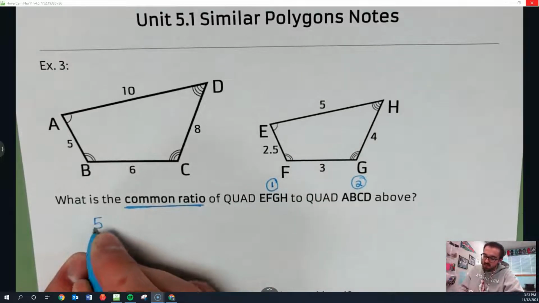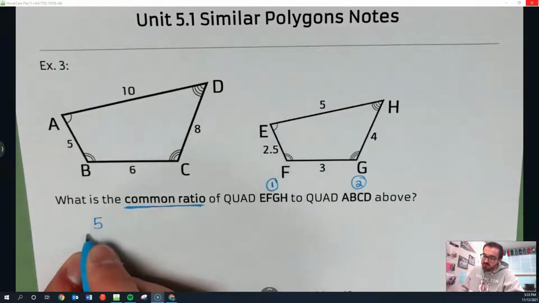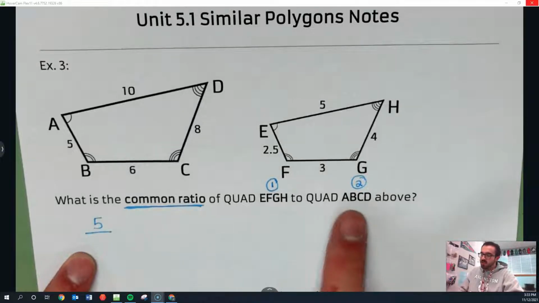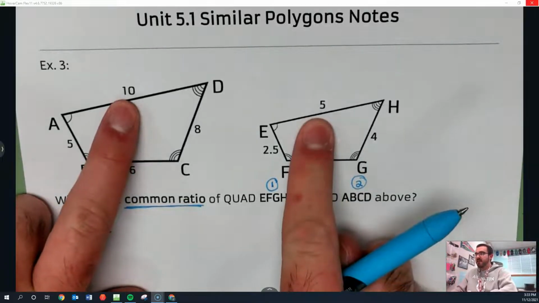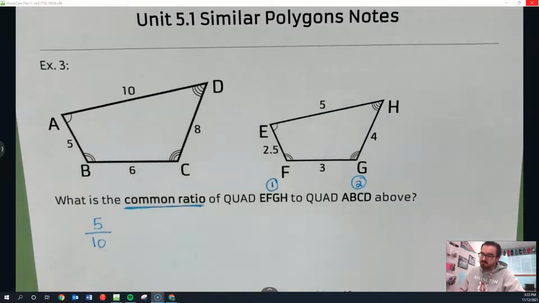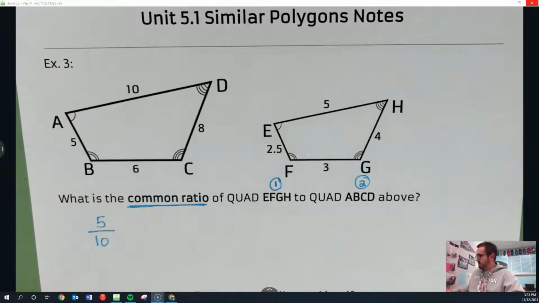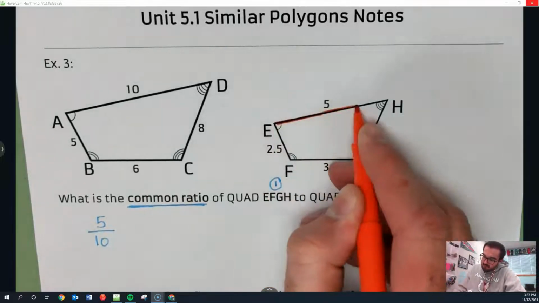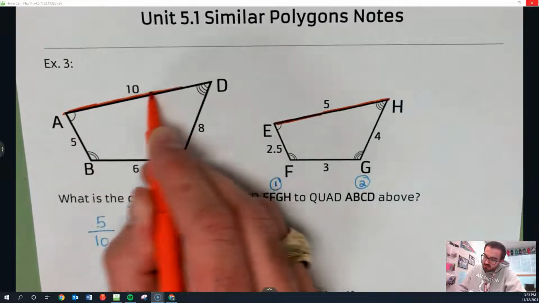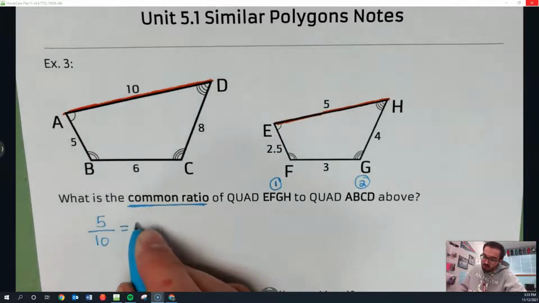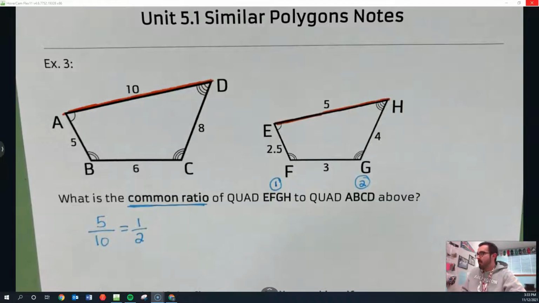So we're going to write 5, and we're going to try to figure out the common ratio. So we're going to put 5 over something. 5 is EFGH, and we need to put what matches it in ABCD. So 5 matches 10. If it helps, let me use colors right now. Sorry, I did not use colors earlier. 5 and 10 match. Now, if you put 5 over 10 in the calculator, that would reduce to 1 over 2. Okay, that's one of them.